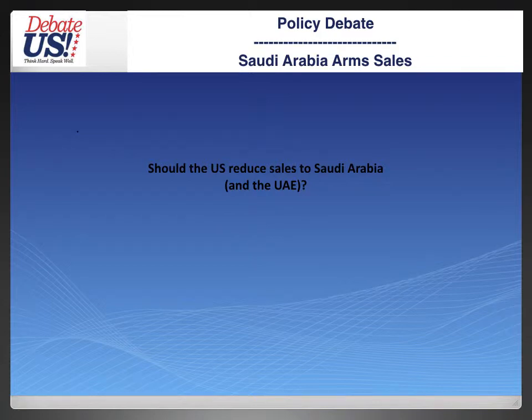In this lecture, I'm going to focus on the case to reduce arms sales to Saudi Arabia. This could potentially include a reduction in sales to the UAE, or the United Arab Emirates, because they also back Saudi Arabia in an important war, a war in Yemen, that we'll talk about in a little bit.